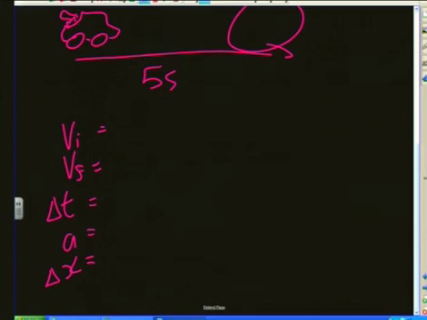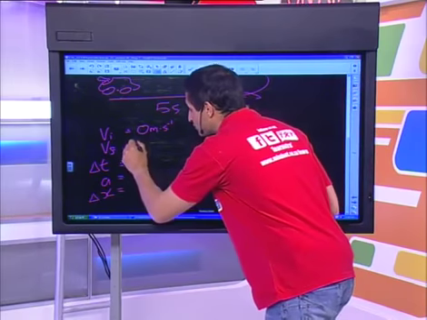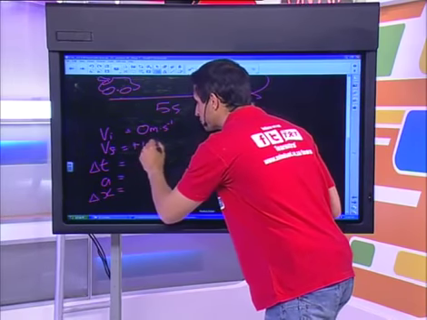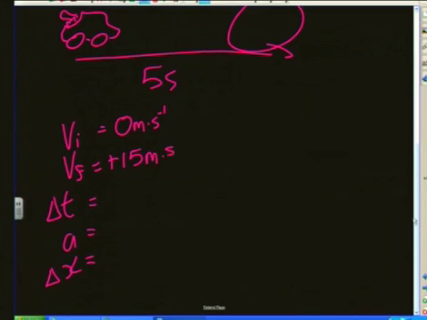Okay, so let's fill in what I have. My initial velocity was rest, so 0 meters per second. My final velocity, I knew it was velocity because it said meters per second, is positive 15 meters per second because I decided that forward was positive. My time is 5 seconds. My acceleration is the unknown over here.